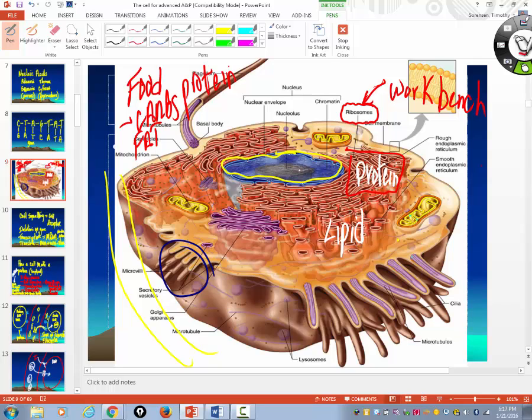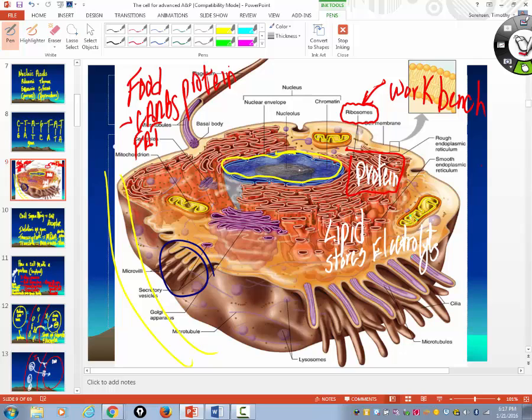The reason it's smooth is because you don't have any ribosomes. Also, better write this down. You make lipid here, fat, and you also store electrolytes there. Give me an example of electrolytes. Very good. Store electrolytes. So now we got the protein, we got the lipid.